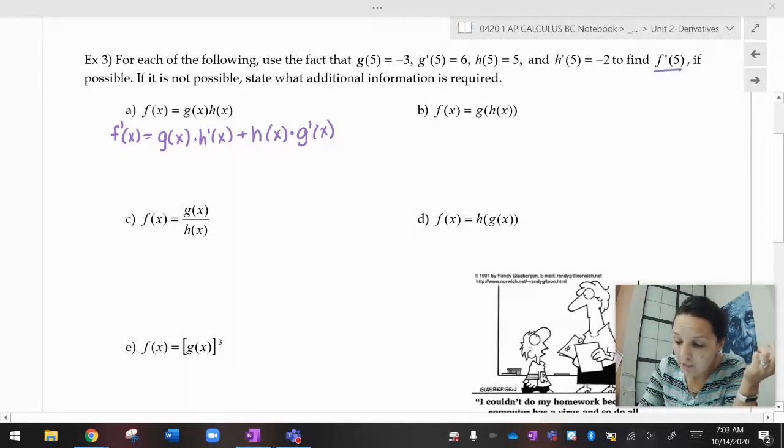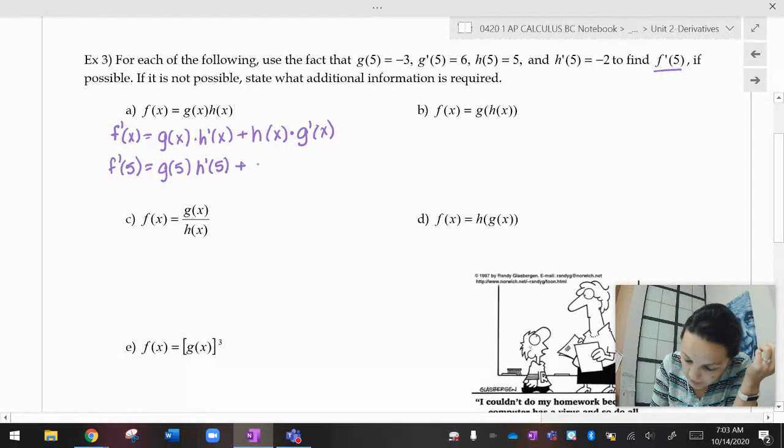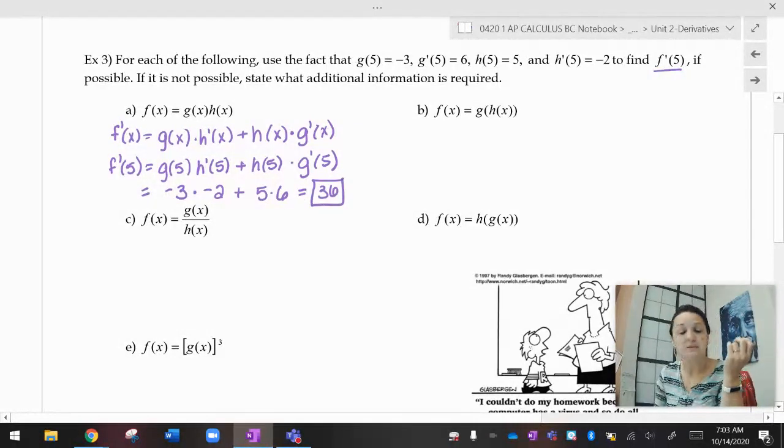I want to know f prime of 5. So f prime of 5 is going to be g of 5 times h prime of 5 plus h of 5 times g prime of 5. So g of 5 is negative 3, h prime of 5 is negative 2, h of 5 is 5, g prime of 5 is 6. So I have 6 plus 30 for a grand total of 36. Not a problem. Now I go over to B.